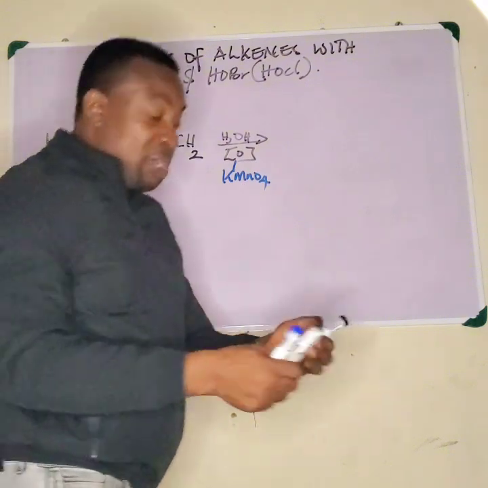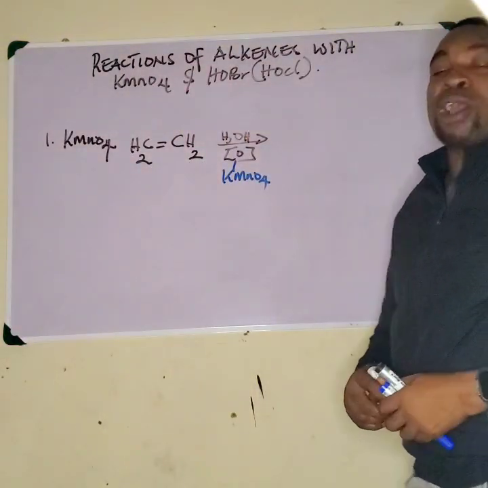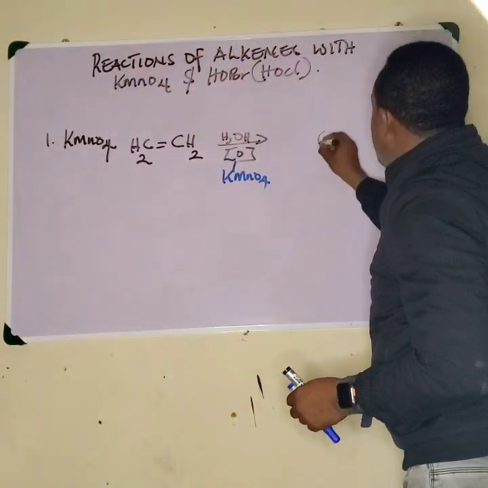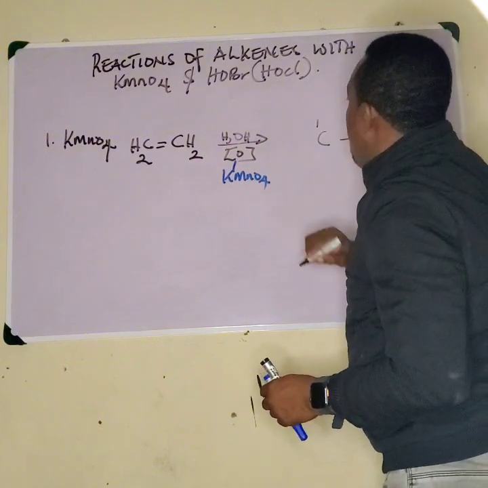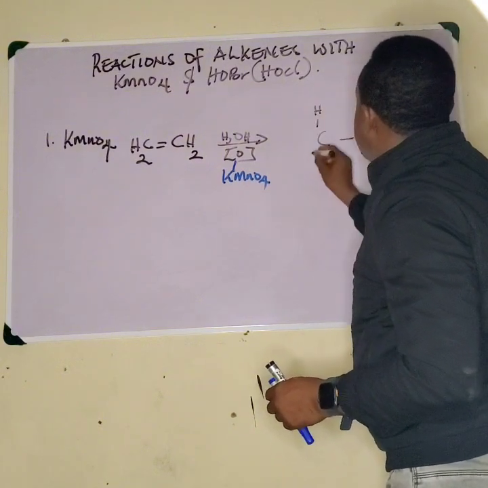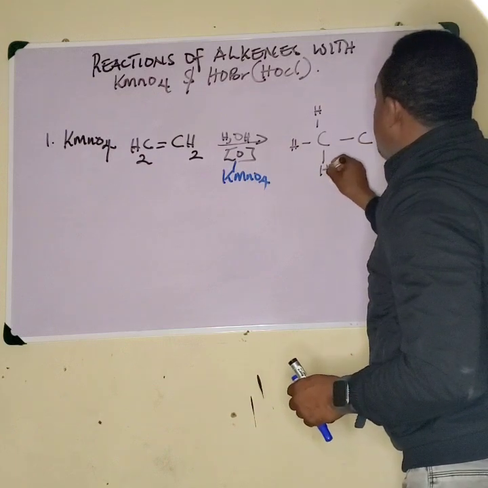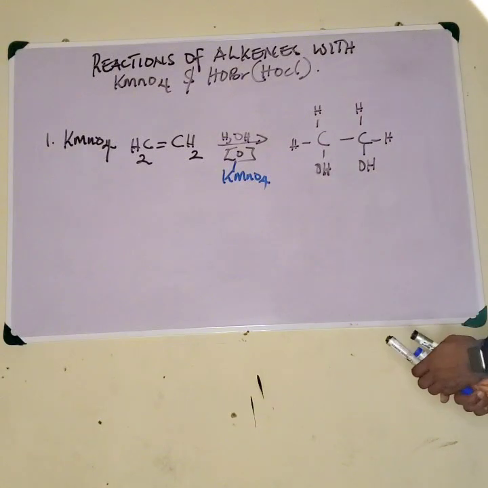So let us see what the product will be. In this case, the double bond will no longer be there. So look at what we are going to produce. We are going to produce H here, H here. We have H here, we have OH here. That is what we are going to produce. This is the product of the reaction.